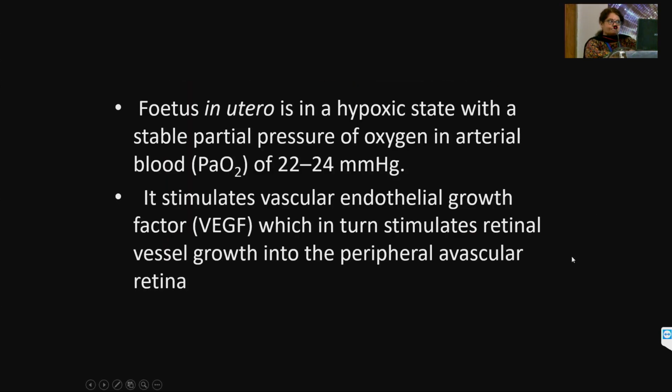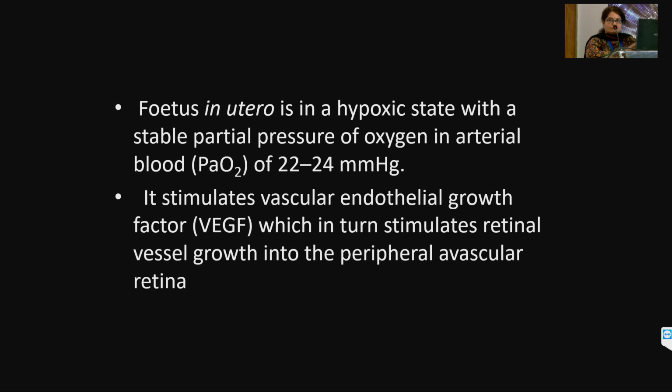When the fetus is in utero, it is in a hypoxic state. That is, the stable partial pressure of oxygen in the arterial blood is about 22 to 24 millimeters of mercury. So it is in a hypoxic state, but it has that advantage: it stimulates vascular endothelial growth factor, which in turn stimulates retinal vessel growth into the peripheral avascular retina.